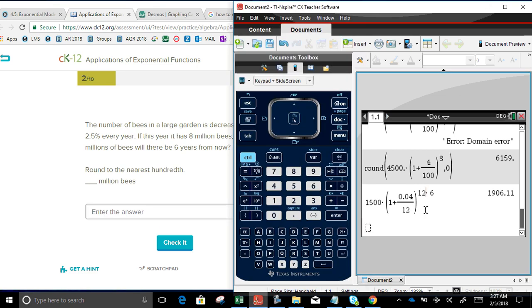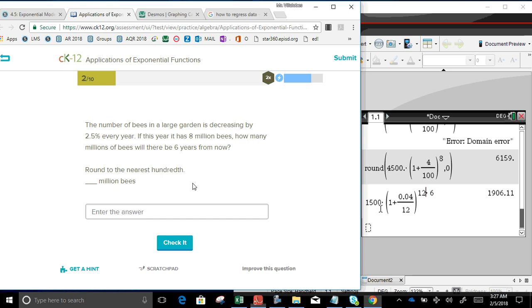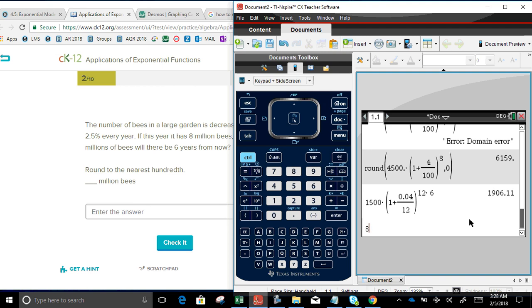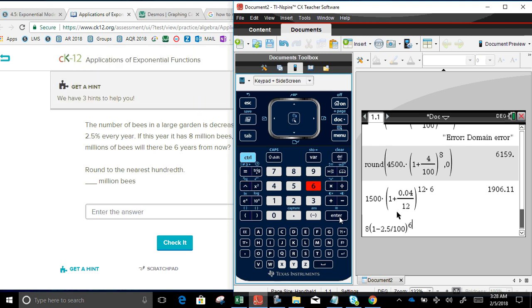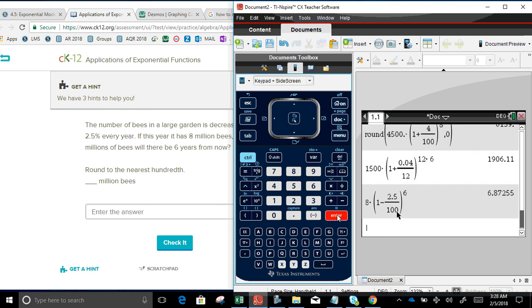Okay. The number of beads is decreasing 2.5% a year. It starts with 8 million beads. How many beads in 6 years? Okay. Start with 8. Multiply that by 1 minus 2.5% per year. Dividing by 1 is necessary. Go to the right. Raise it to the 1 times 6, which is 6. And press enter. Since you have a decimal in the calculation, it comes out as a decimal, 6.87.